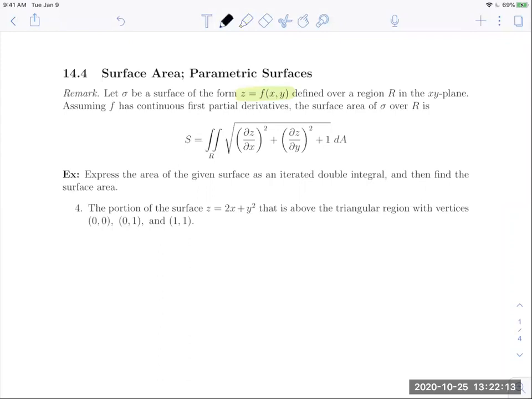Assuming that f has continuous first partial derivatives, the surface area of sigma over R is given by the double integral over R of the square root of the sum of the partial derivatives squared, dA. Now, I just want to note that this is the arc length formula exactly if you'll just note that this extra factor of 1 is (partial z)squared. So really all we're doing is taking the partial derivatives in each coordinate, squaring them, adding them up, and taking a square root.